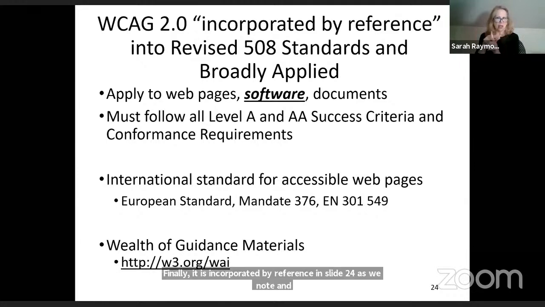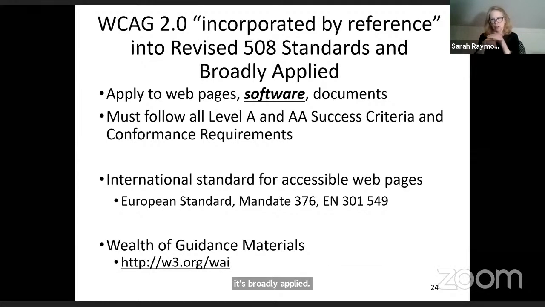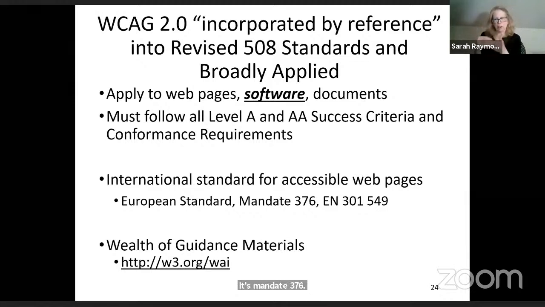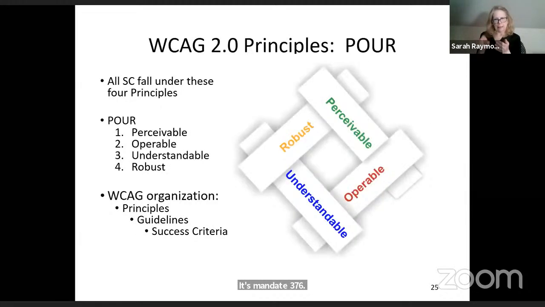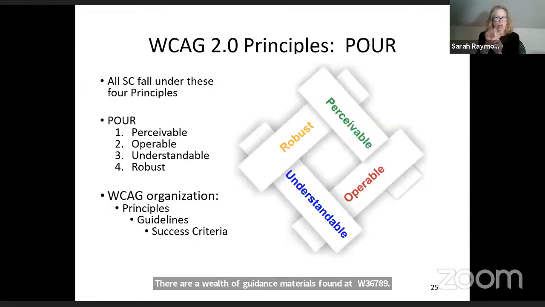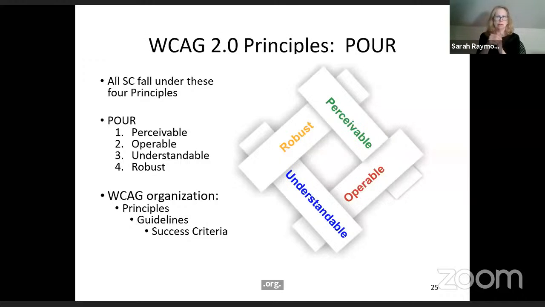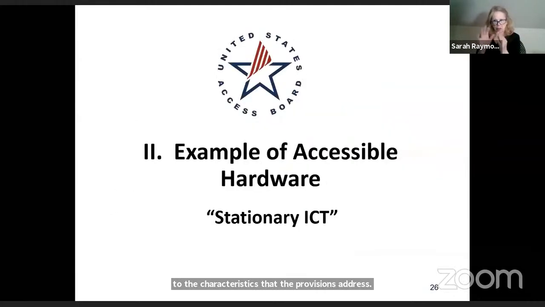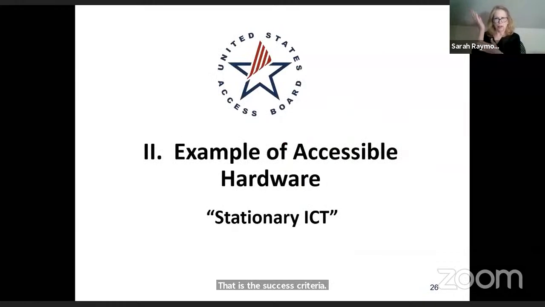It's an international standard. It is also used for accessible web pages within the European standard, which is referred to as EN 301549. It's mandate 376. There are a wealth of guidance materials, which are found at w3.org/WAI. Finally, just as a reminder, WCAG is organized into 4 principles: POUR, perceivable, operable, understandable, and robust, which talks to the characteristics that the provisions address, that the success criteria look to. All right, now that we've gone over those technical requirements, we're going to move on to part 2 of our presentation, which is examples of accessible hardware.